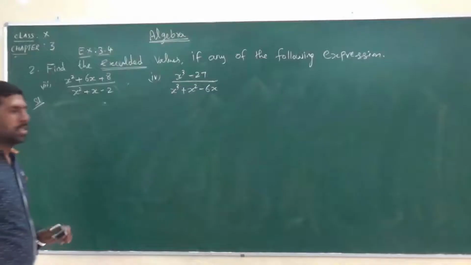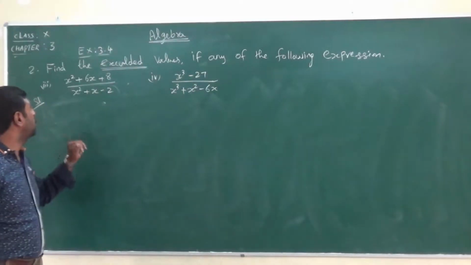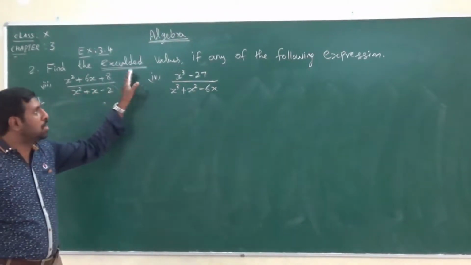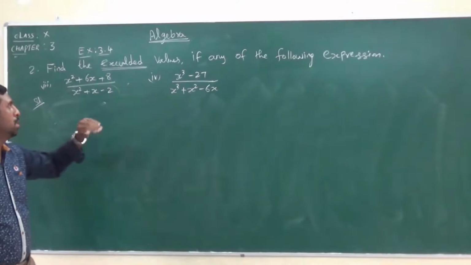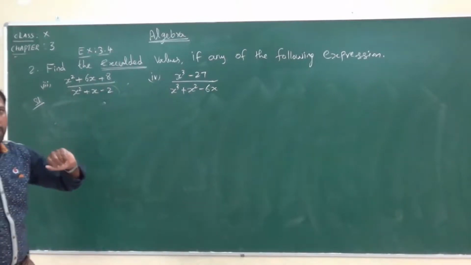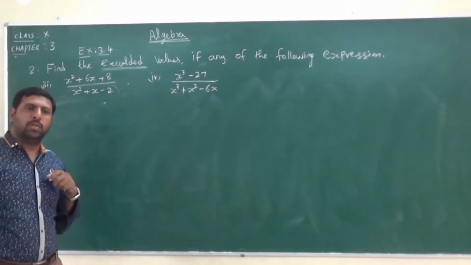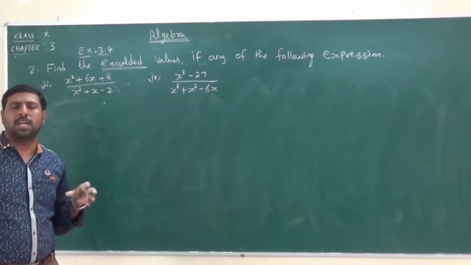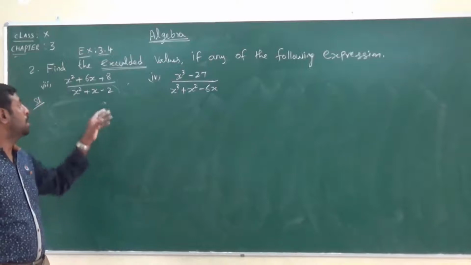Thank you, students. Class 10, Algebra, Exercise 3.4, question number 2. Find the excluded value, if any, of the following expressions. See the two expressions given. The excluded value means the value we want to omit or exclude.